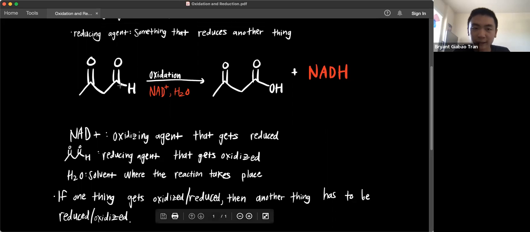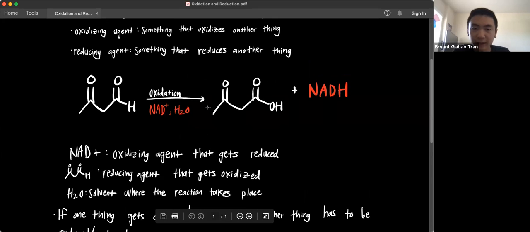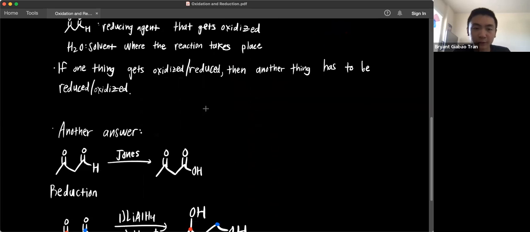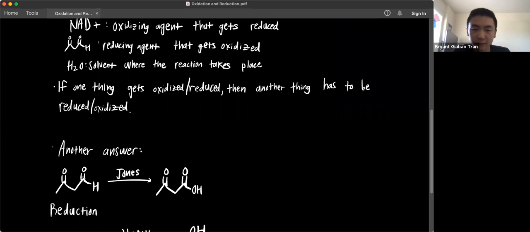So we see here in this case, the aldehyde gets oxidized and the NAD plus gets reduced. So think of it as a pair of redox reactions. So here's another oxidizing agent that would oxidize this aldehyde into the carboxylic acid, which is the Jones reagent.